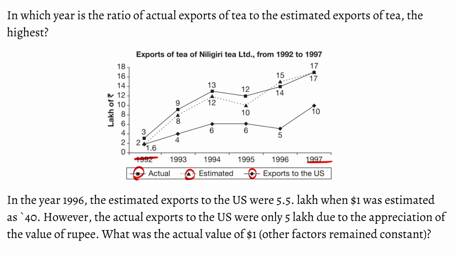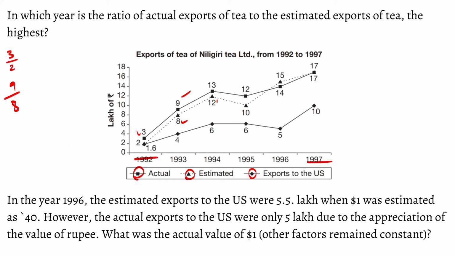Our first question is, in which year is the ratio of actual exports of tea to the estimated exports of tea the highest? Now, what is the ratio for the first year, that is 1992? Ratio of the actual exports. What is the symbol? First of all, symbol is this one. So look at this. For 1992, it's 3 is to the estimated exports, this one. So it's 3 is to 2, right? So for 1992, it's 3 is to 2. And for 1993, what is the ratio of actual and estimated? See this shape. This one is 9, and the estimated one is 8, right? So 9 by 8 is for 1993.